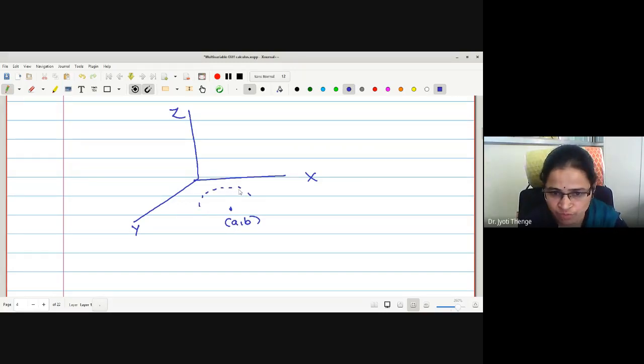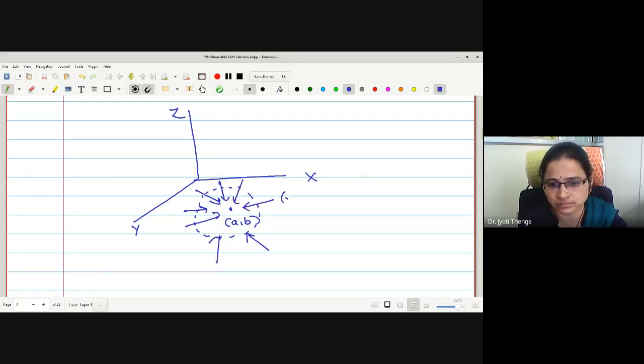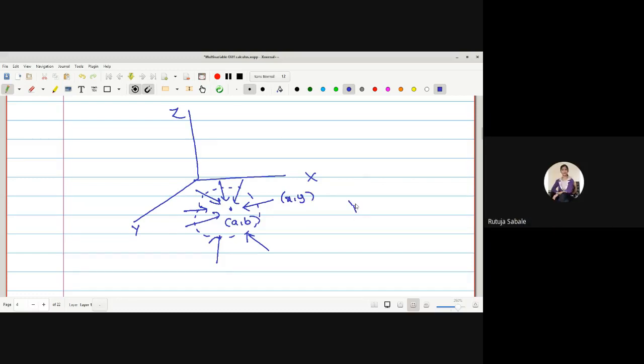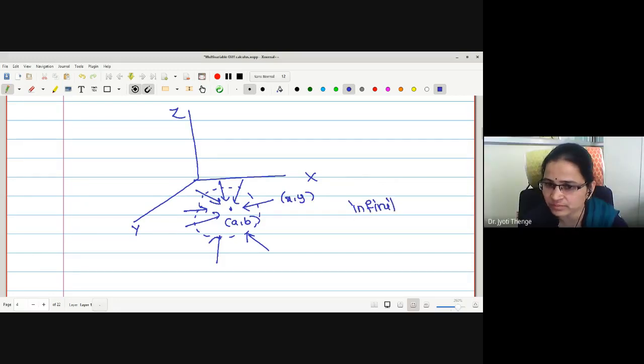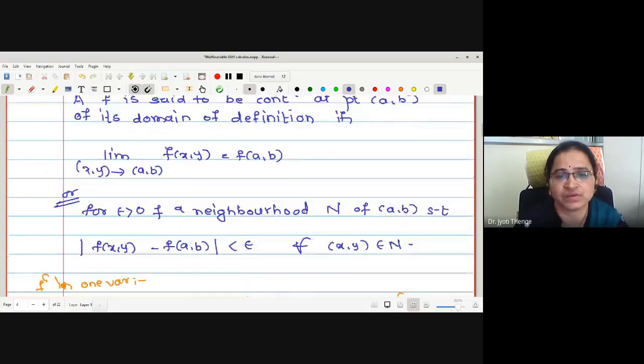A small neighborhood we have to draw. How many ways are there to reach the point (a, b)? Infinite ways. Infinite ways to reach (a, b), right? Now we have to cover all these infinite paths to reach the point (a, b). And that's why here we have written a neighborhood N of (a, b).